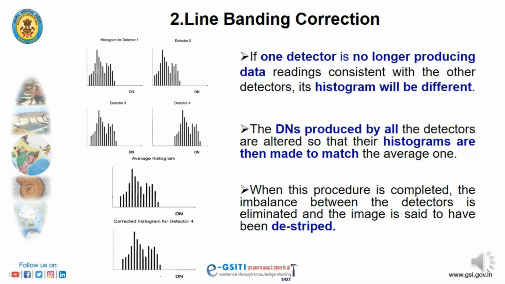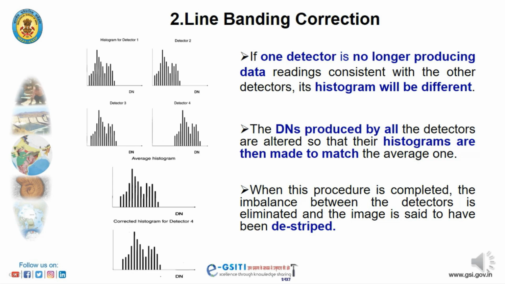Line banding correction. Line banding is another radiometric error. If one detector is no longer producing data readings consistent with the other detectors in a system, definitely its histogram will be different from the others. You can see in the picture the histograms of detectors 1, 2, 3, 4. In that, detector 4's DN histogram is not matching with the other 3.